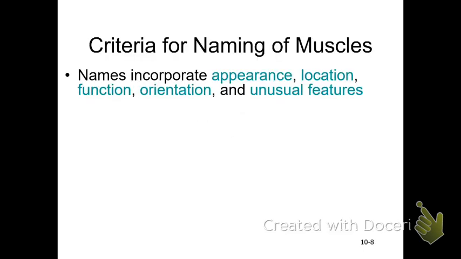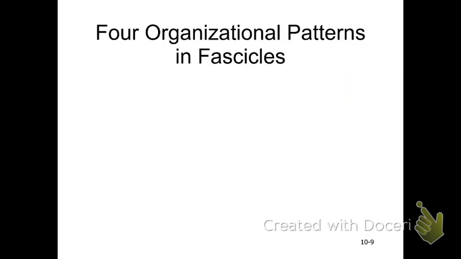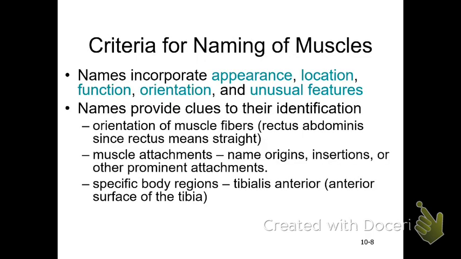So muscles are named for various reasons. These reasons have to do with the appearance of the muscle, maybe its location in the body, what it does, its function, how it's oriented, and or unusual features that muscle has. So for example, as you're naming muscles, you need to pay attention to these words. These root words are going to tell you a lot about the location or the function of the muscles.